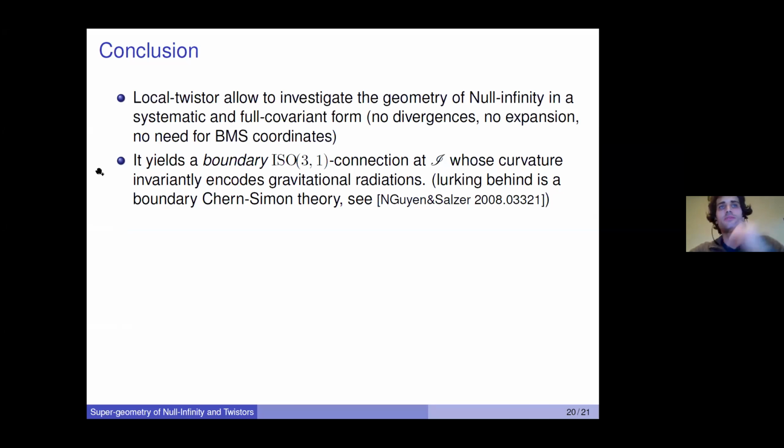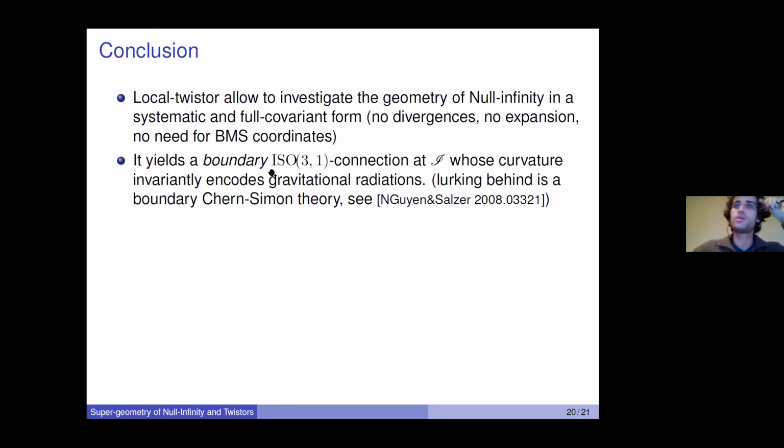And what you get from that is that it's clear that there is a boundary Poincare connection at null-infinity. What's more, it has a very natural geometrical interpretation. The BMS group acts transitively on this space of Poincare connections, and its curvature invariantly encodes gravitational radiation.